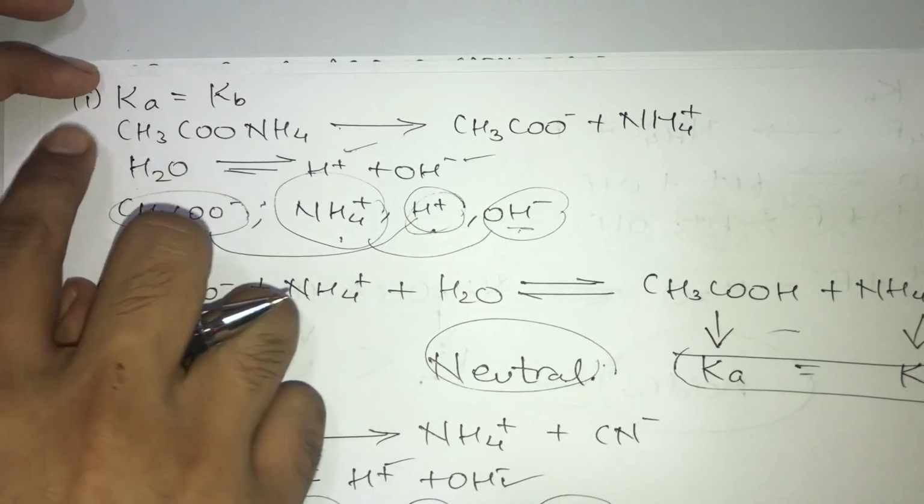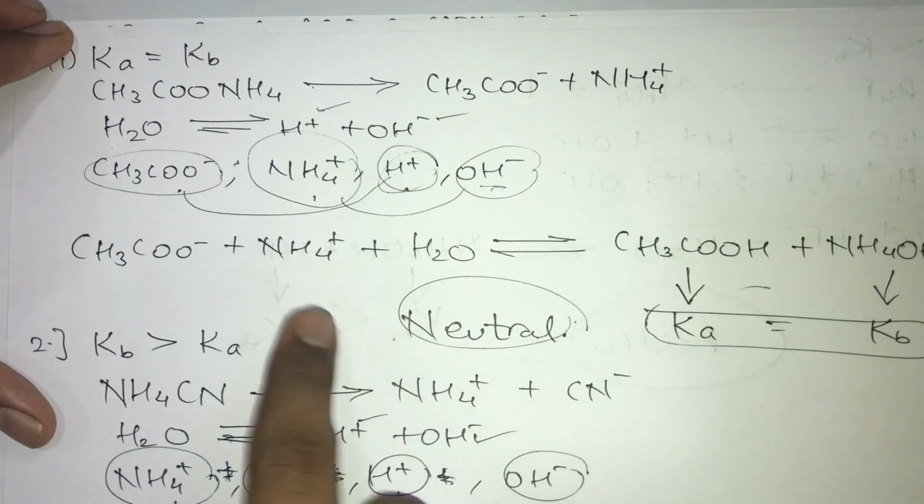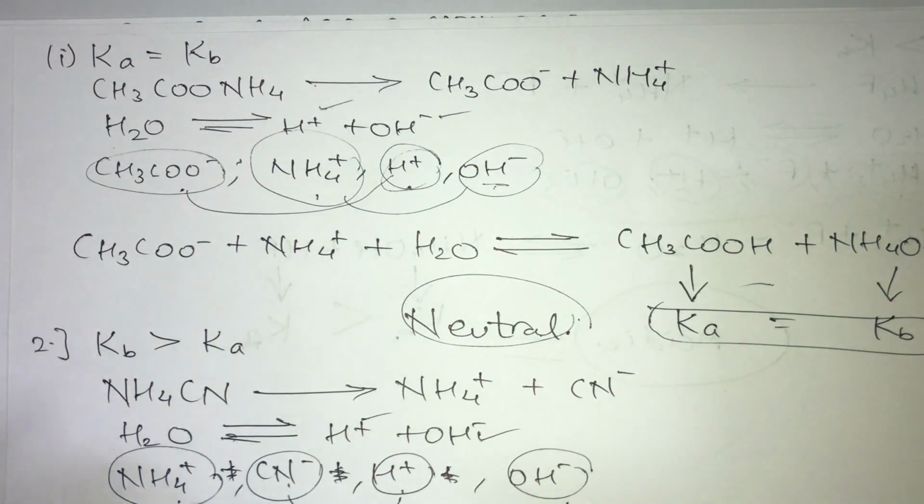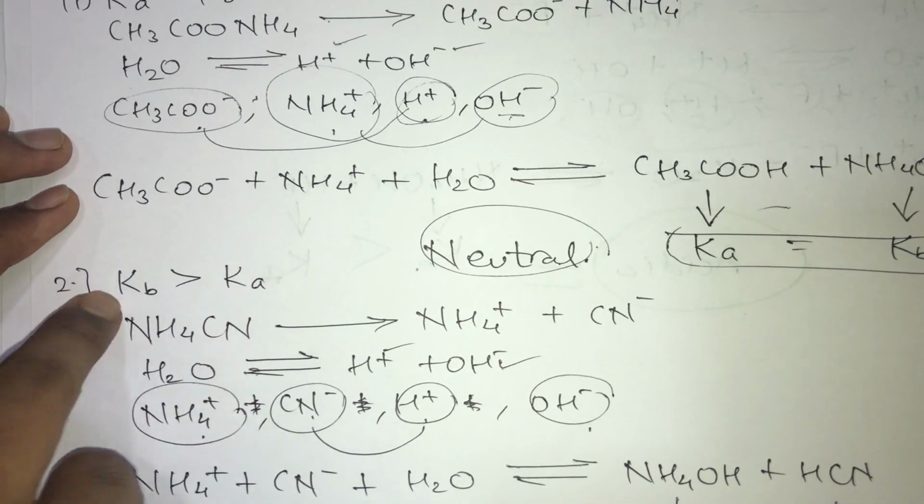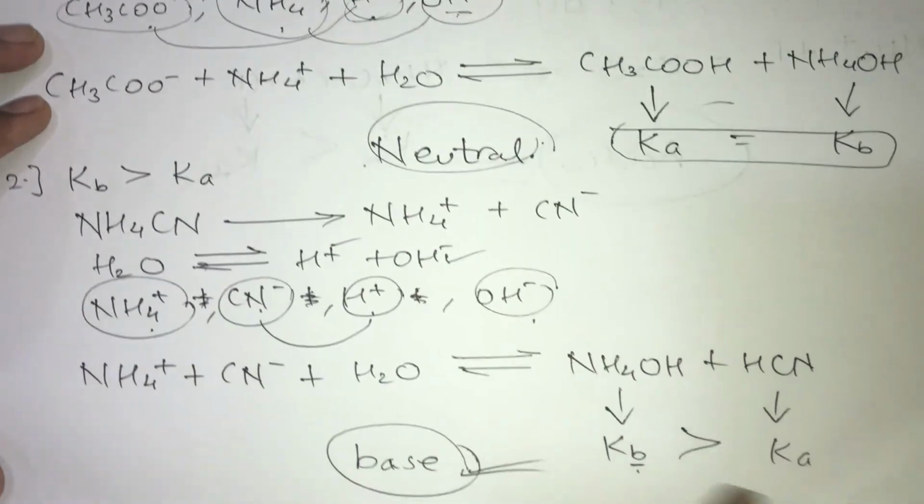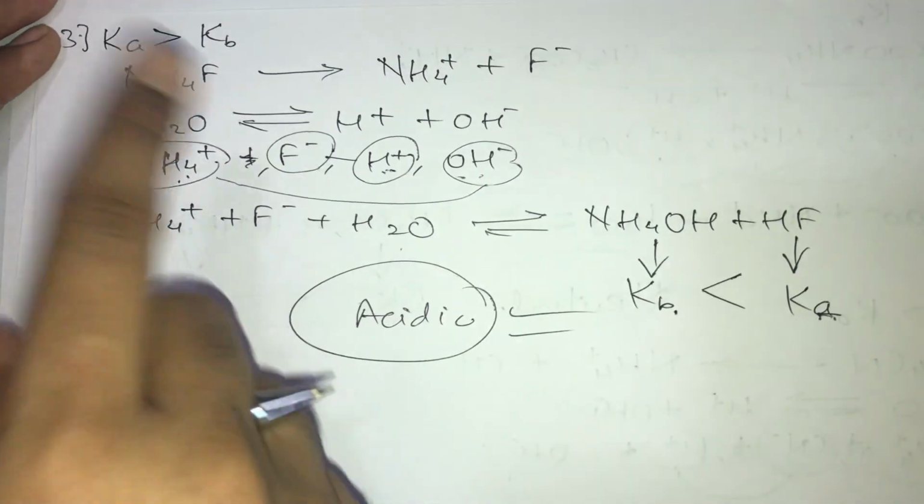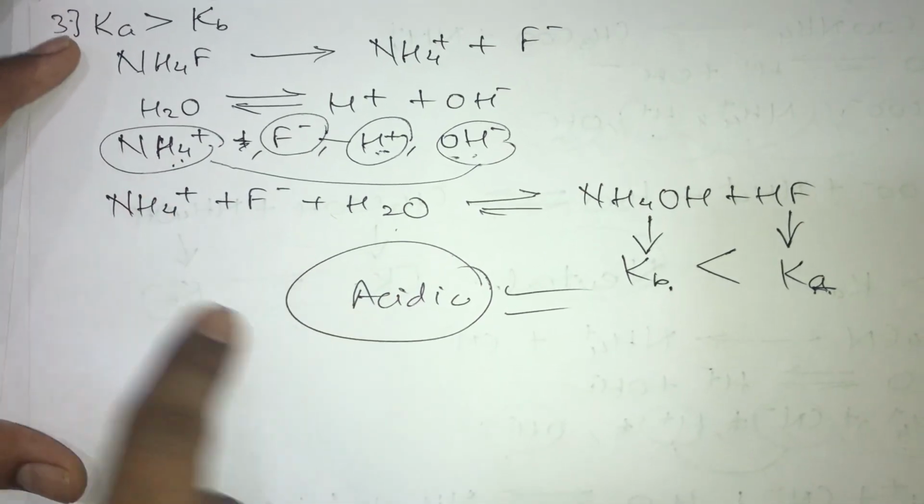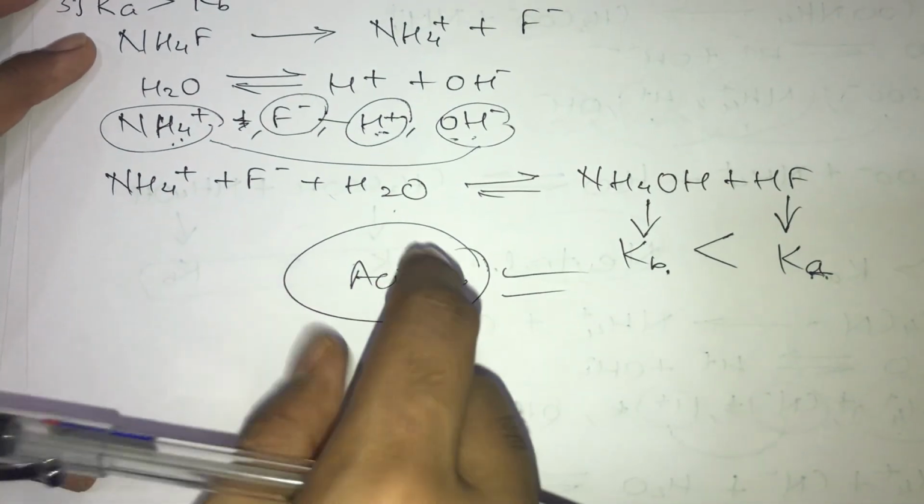So we have done 3 cases, and we have found out that when Ka is equal to Kb, the solution will be neutral. When Kb is greater than Ka, the solution will be basic. When Ka is greater than Kb, in that case your solution will be acidic.